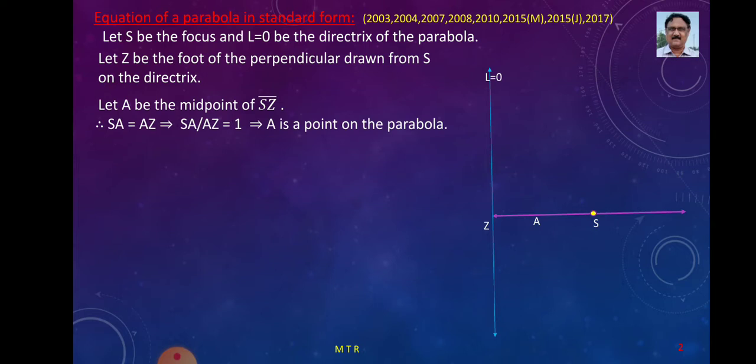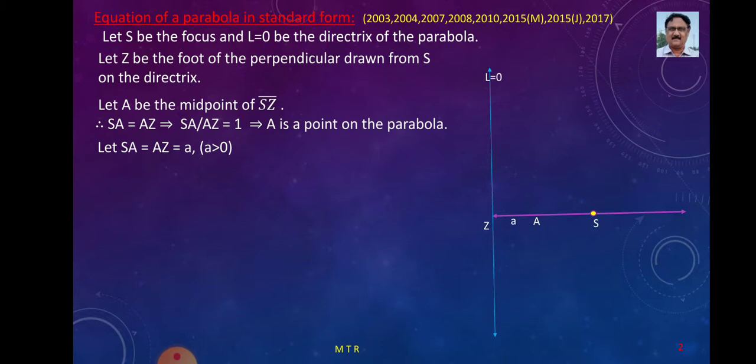Therefore SA by AZ is equal to 1. If SP by PM is equal to 1, the locus of P is the parabola. Here SA by AZ is equal to 1, where AZ is the perpendicular distance from A to the directrix. So this satisfies the definition of the parabola. Therefore, A is a point on the parabola. Suppose the distances SA and AZ are equal to a, where a is greater than 0.